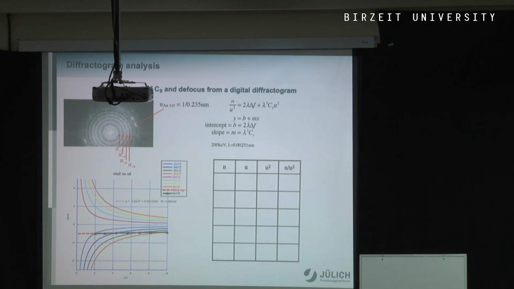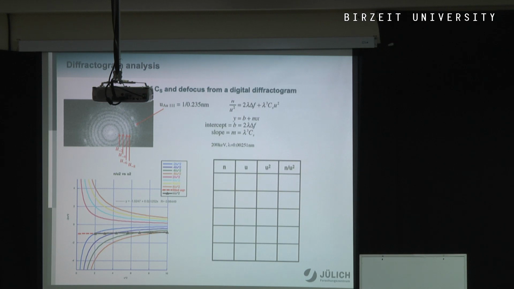And this is in practice how microscopes are aligned automatically nowadays. You record images as a function of not just defocus, but also as a function of incident beam tilt. And you can now automate the analysis of digital diffractograms like this.